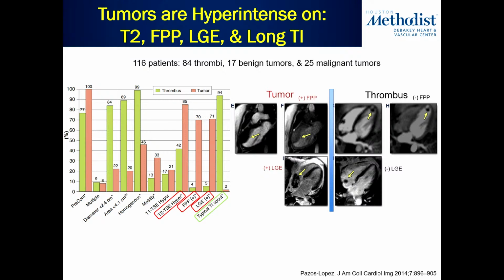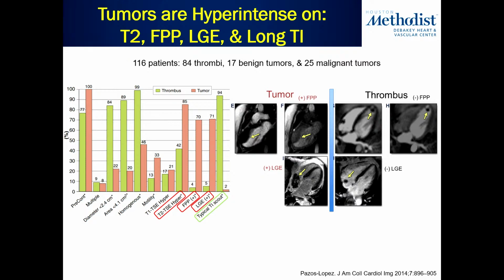So studies have shown, when it comes to differentiating between tumor and thrombus, it can actually be relatively straightforward with CMR in most cases. Thrombus in general will avoid contrast. So you're not going to have any first pass perfusion. You're not going to see anything on LGE imaging, no contrast uptake, and no contrast uptake on delayed TI imaging.